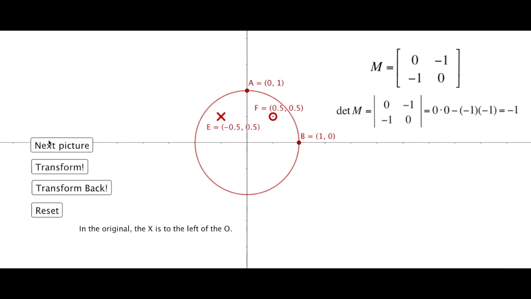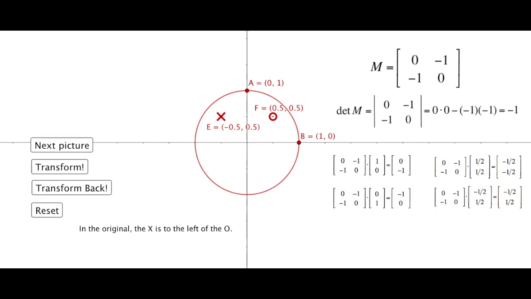If we perform this transformation to those 4 important points, the 2 points on the circle, the X, and the circle inside, we find their 4 images: 0, 1 for the point 1, 0; -1, 0 for the point 0, 1. The point 1/2, 1/2, where the circle lies, will end up at -1/2, -1/2, and the point -1/2, 1/2 will actually remain the same.